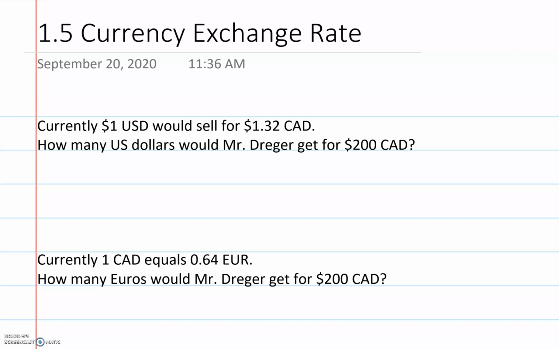So here we have two different exchange rates and two different questions. Let's take a look at the general idea of going about these types of questions. Currently the US dollar would sell for $1.32 Canadian. How many US dollars would Mr. Drager get for 200 Canadian?